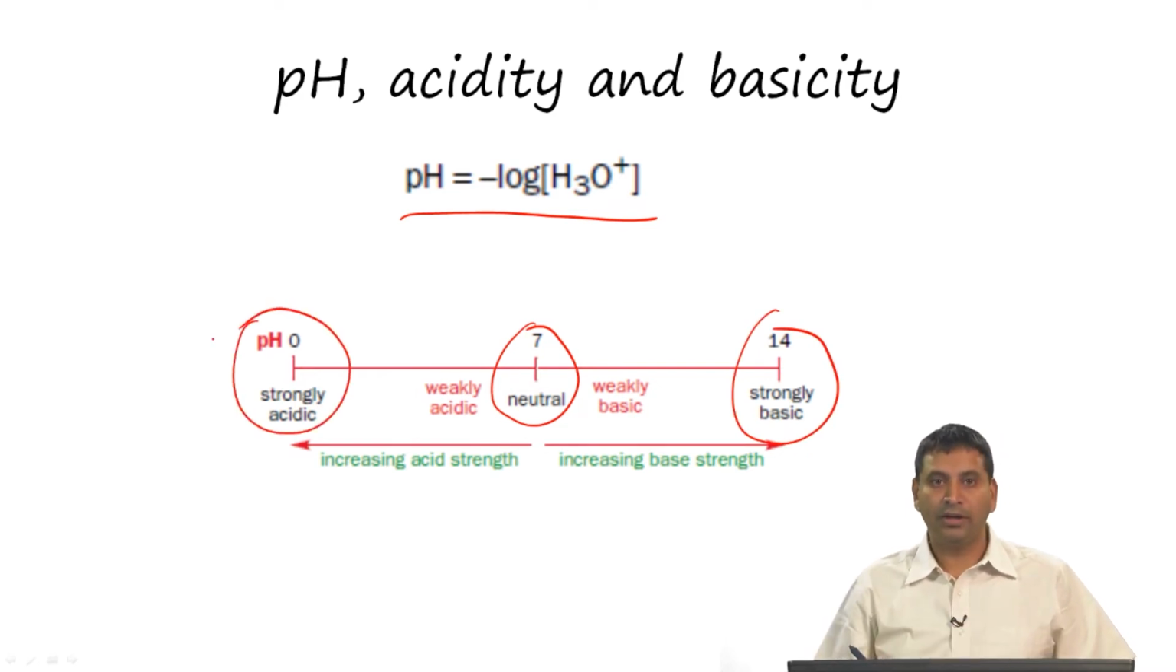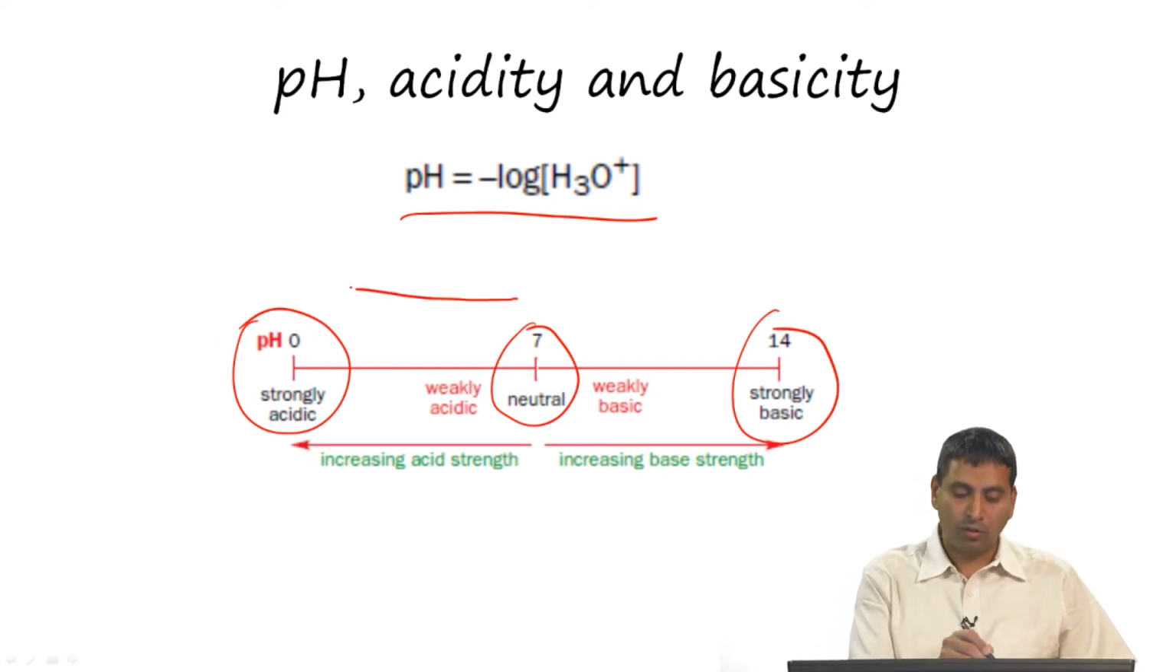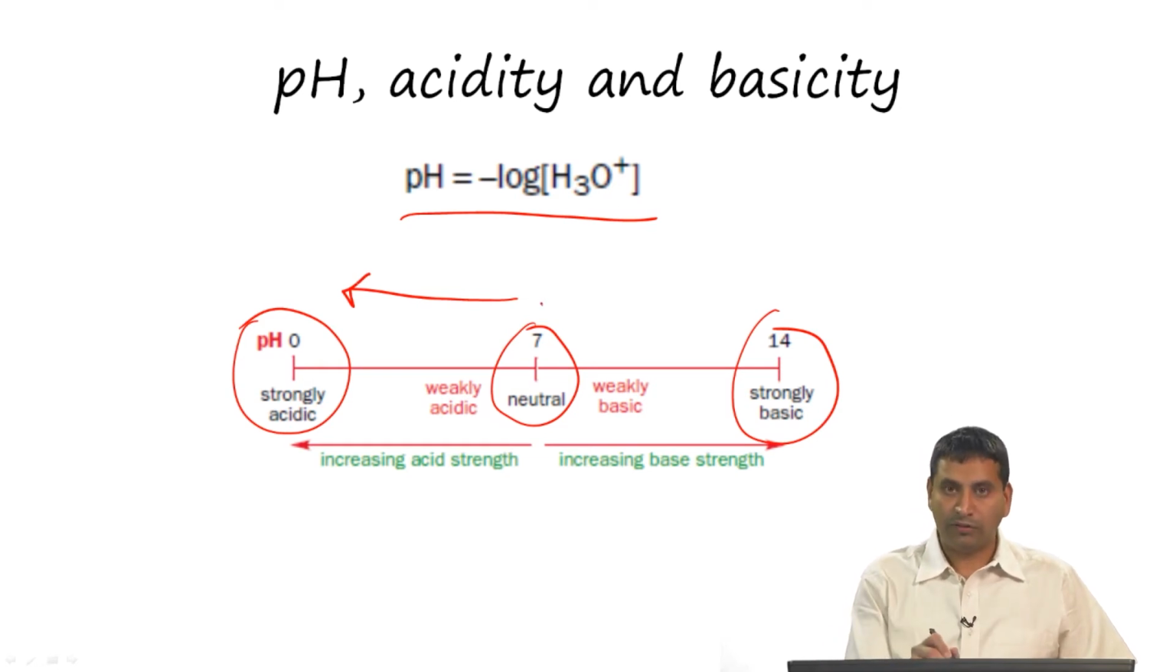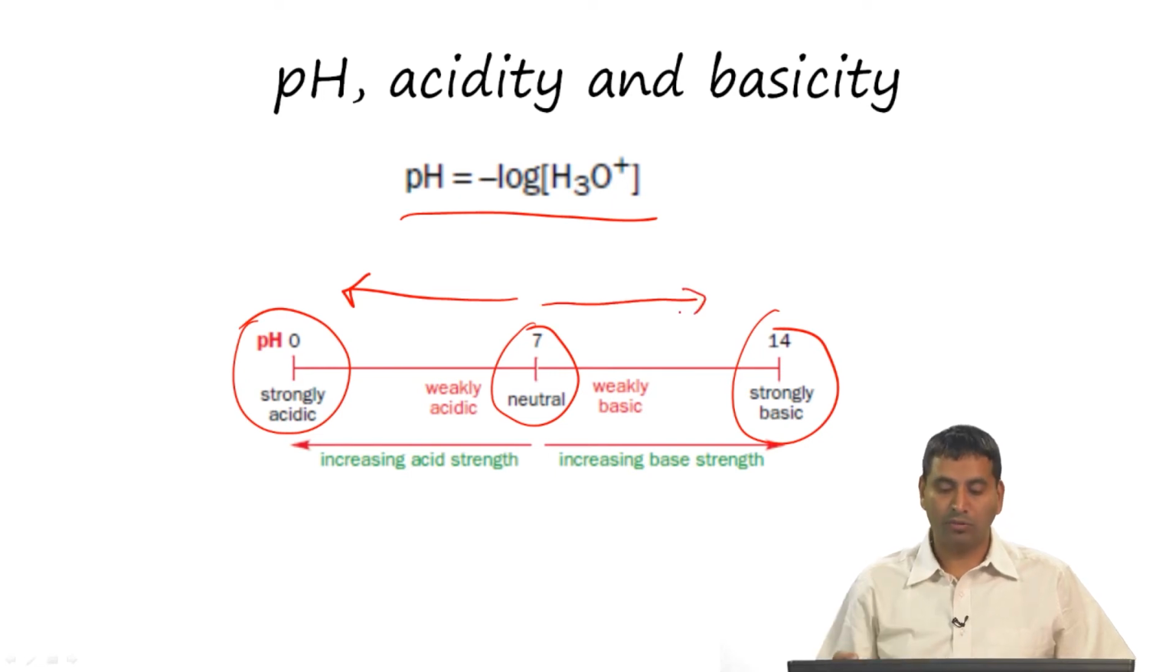acidic. As we proceed from 7 and go towards the left, that is, to smaller values, the pH of the solution becomes more and more acidic. Similarly, when we start from 7 and go up to 14, the solution becomes more and more basic. So, keep in mind that this is a scale. The lower bound and upper bound of the scale are 0 and 14.